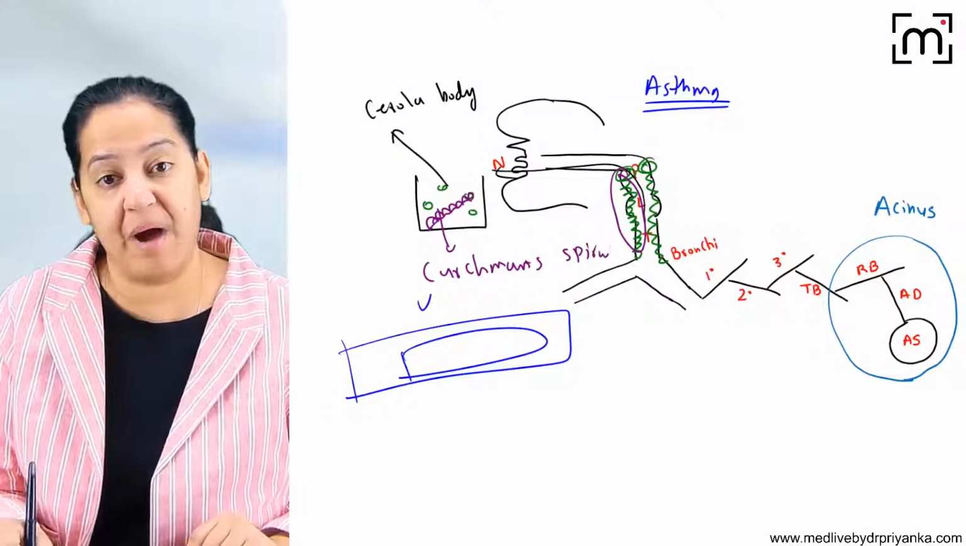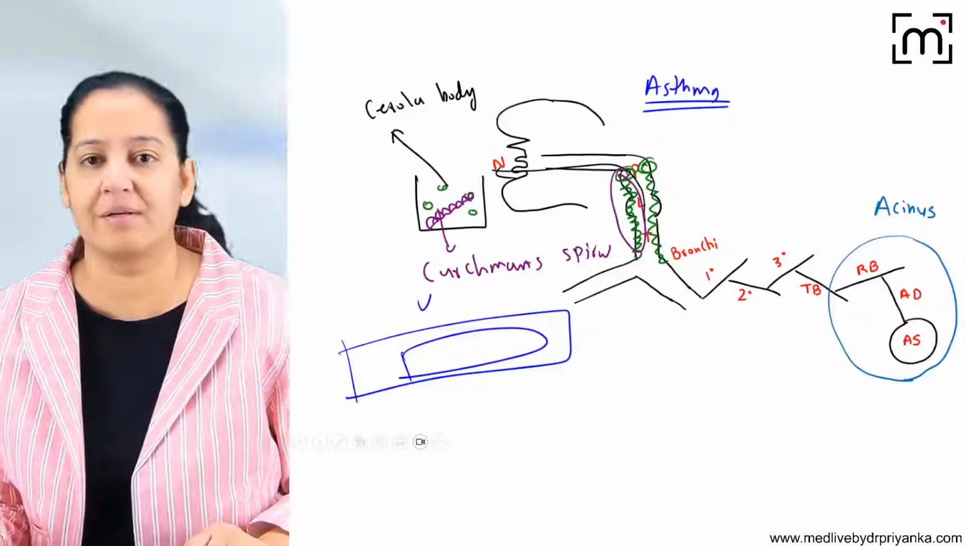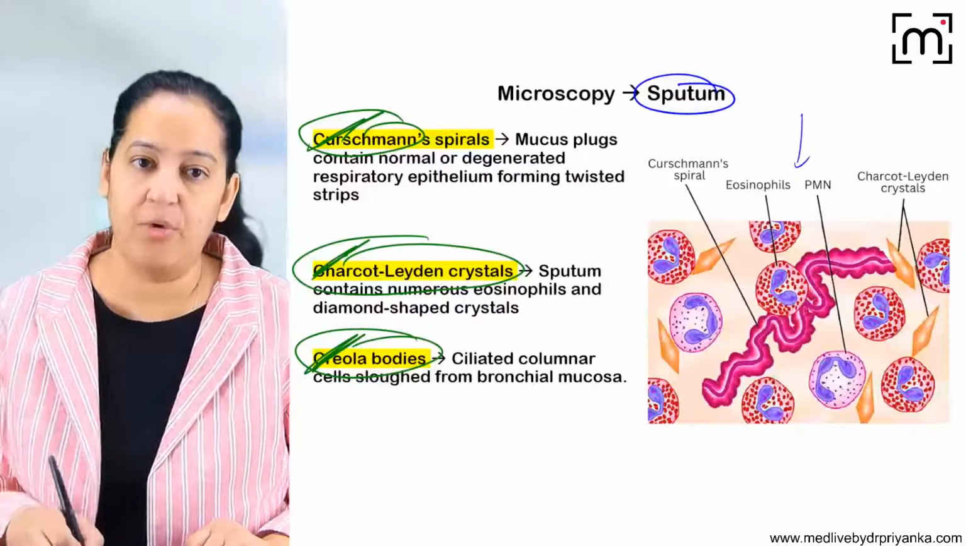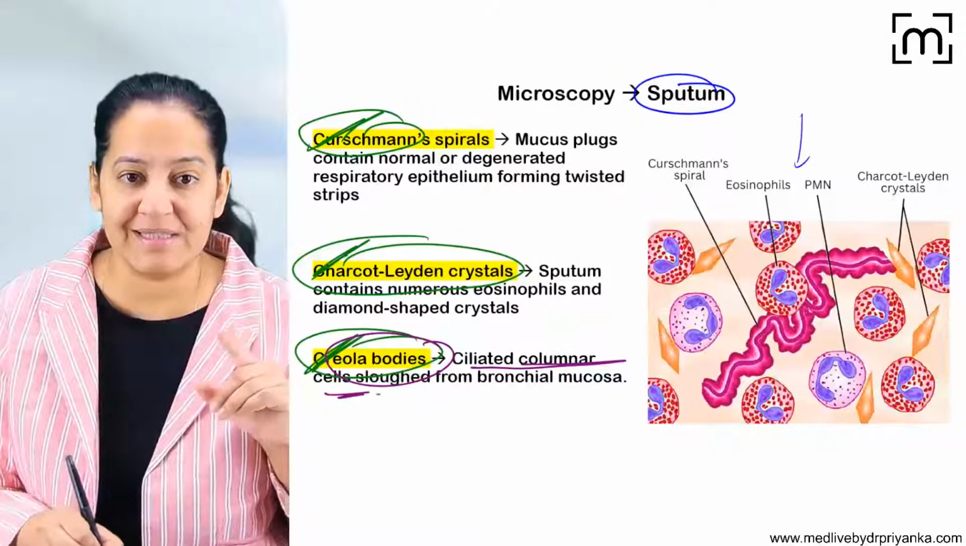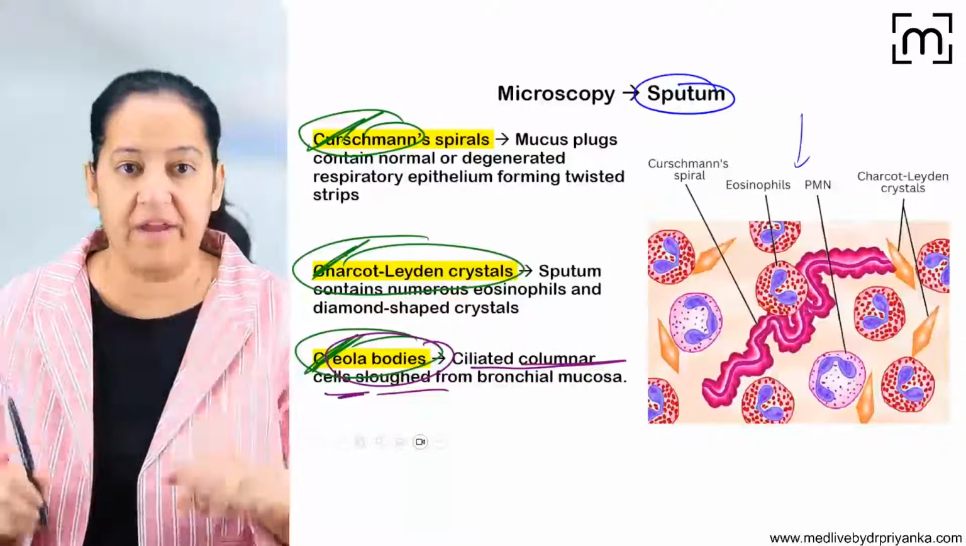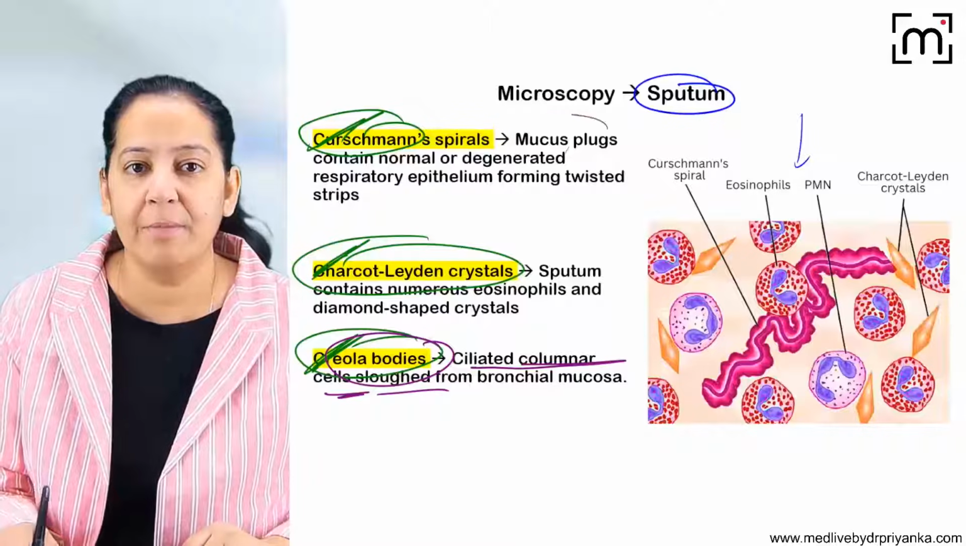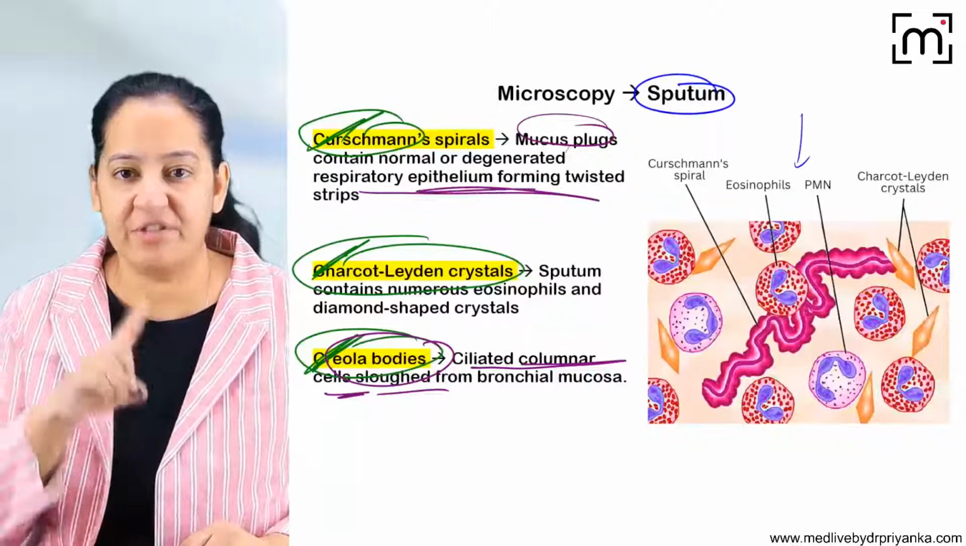It is looking like a spiral. That's why it is called Curschmann spiral. So you can see there is Creola body. What is Creola body? A single ciliated columnar cell which is sloughed off because of coughing. What is Curschmann spiral? The mucus plug contains the respiratory epithelium which is twisted.